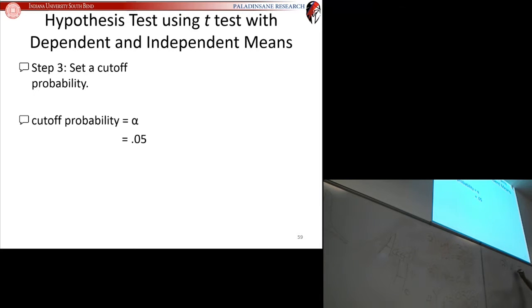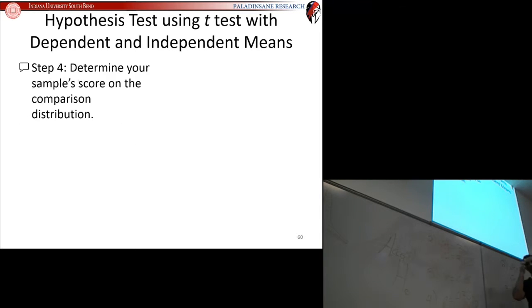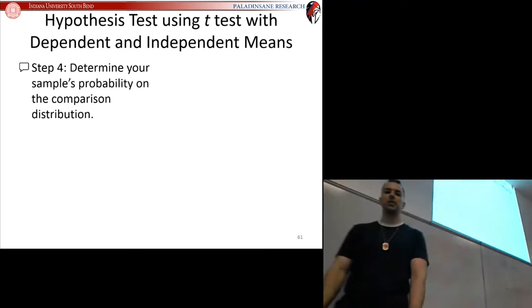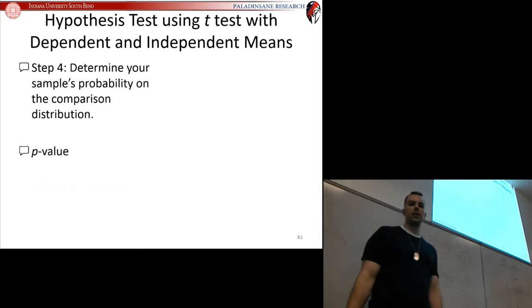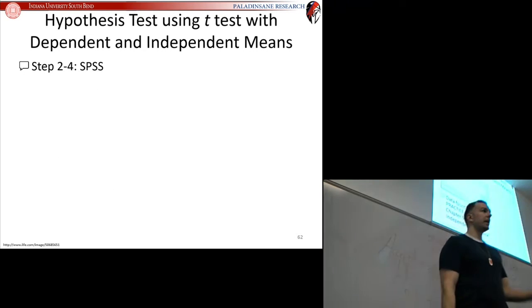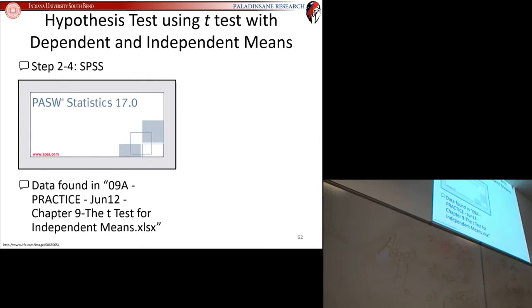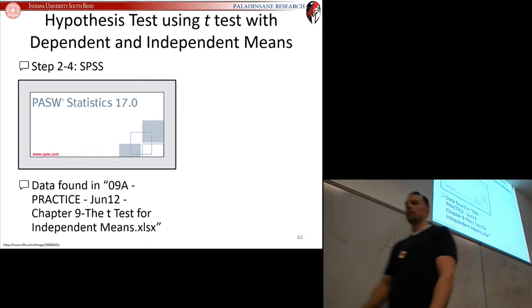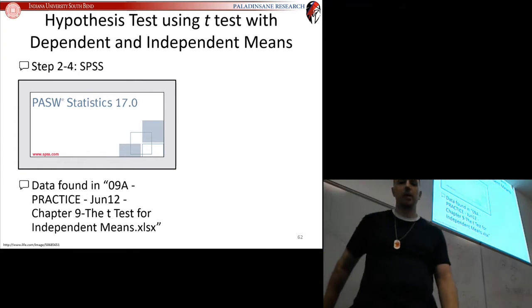So step 2 is going to change. Our degrees of freedom are going to change. Our standard deviation of our comparison distribution is going to change. Alpha level does not change. Still 0.05. Step 4, our probability for a sample, that is going to change as well. So SPSS will still do that. It'll calculate out our sample's probability. So let's go back to SPSS. And again, it's the same exact data that we were using before, but this time we have to set it up for a dependent means t-test.